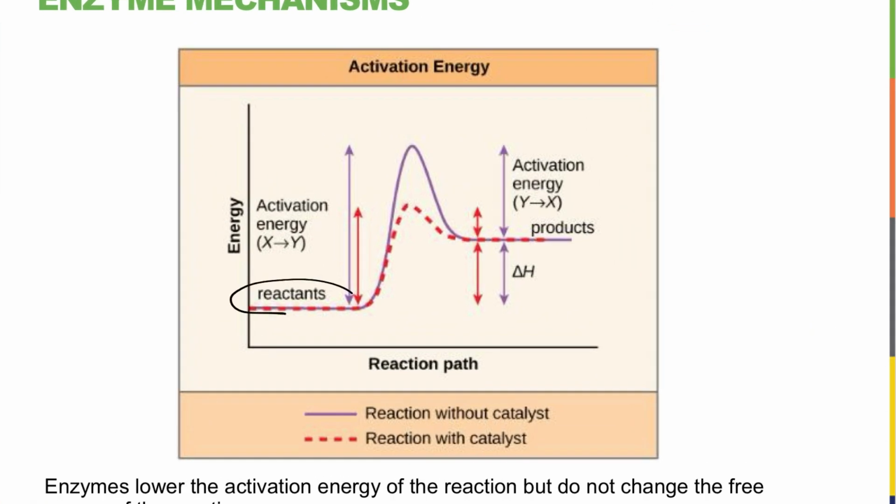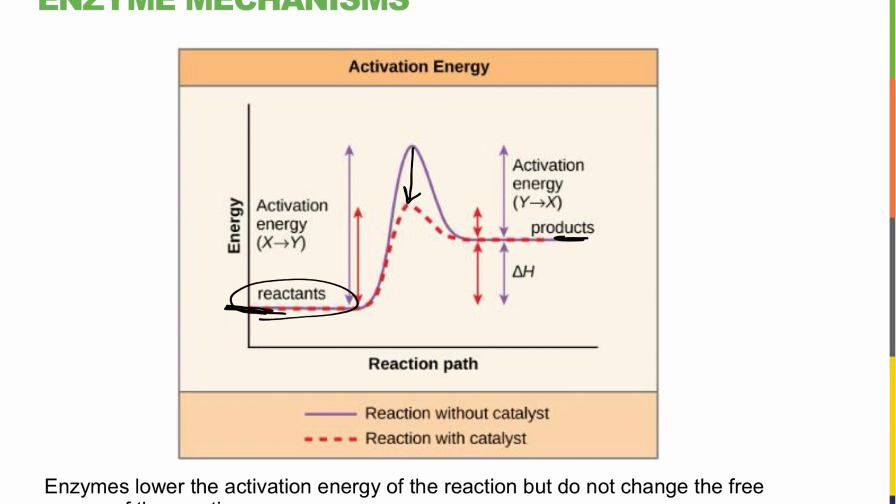Remember, reactants don't change their energy level. Products don't change their energy level, right? So our change in energy is exactly the same, but our activation energy goes down. The end result is we just get a faster reaction because it's easier to overcome that activation energy hump.